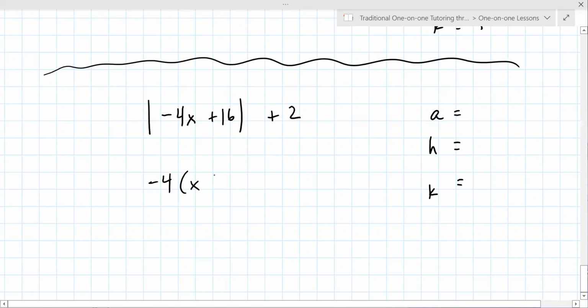So go ahead and rework it and see if you can come up with the values of A, H, and K, please. Okay.